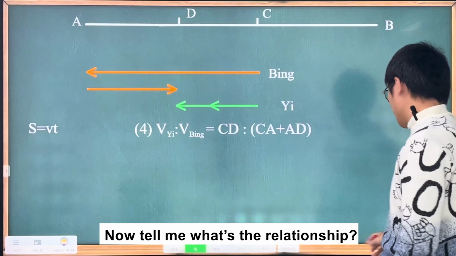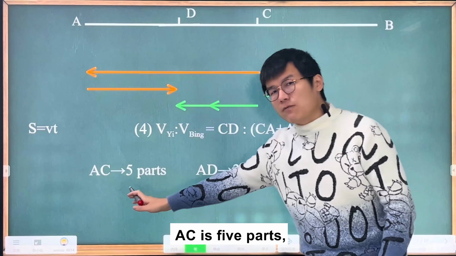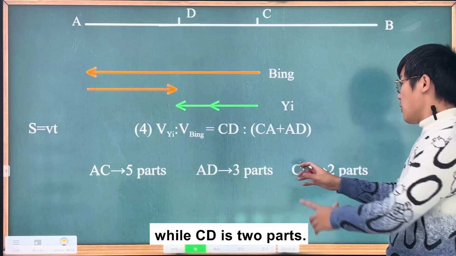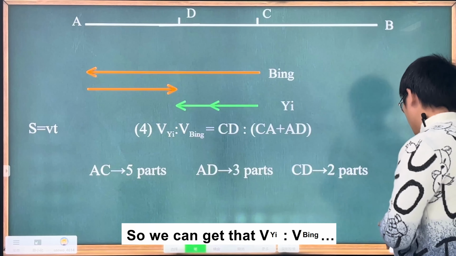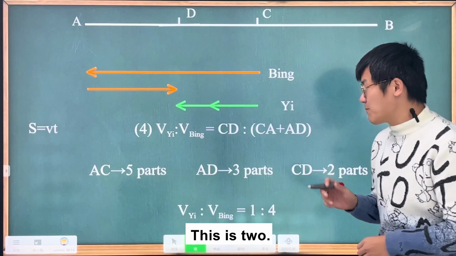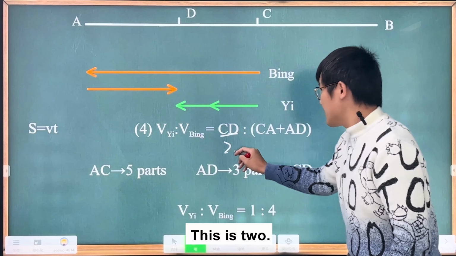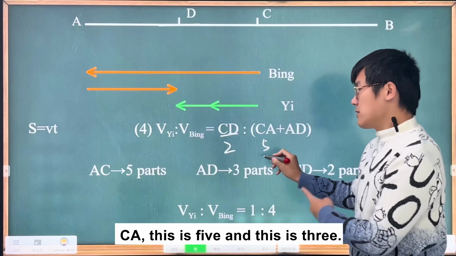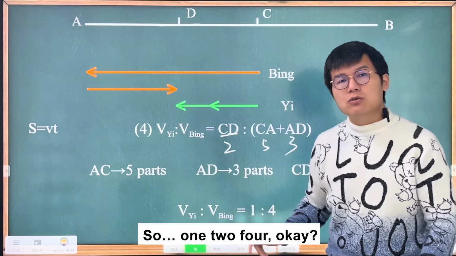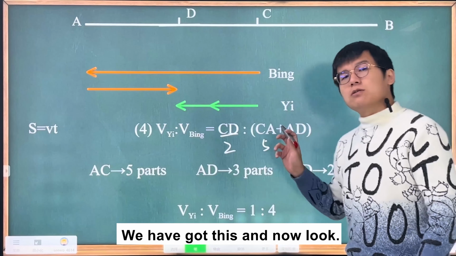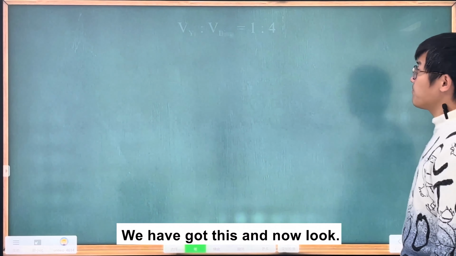Now tell me, what's the relationship? We can get that. AC is 5 parts, AD is 3 parts, while CD is 2 parts. So we can get that VE to VB is, this is 2, CA, this is 5, and this is 3. So they are 1, 2, 4. Okay, we have got this. Now let's go on.